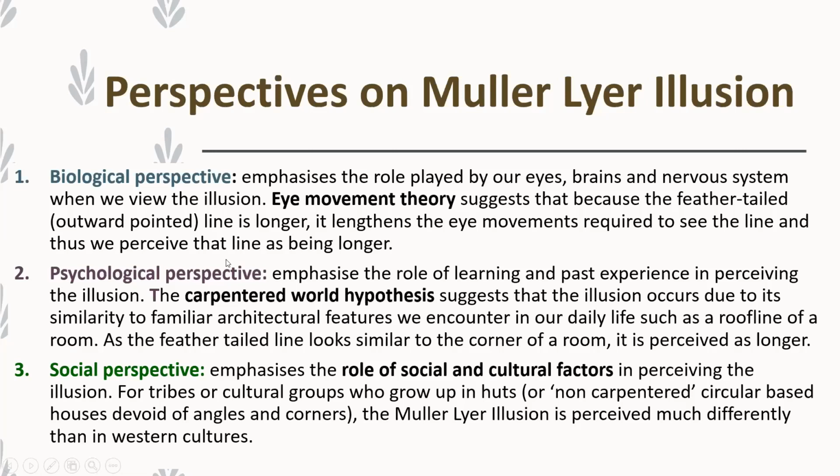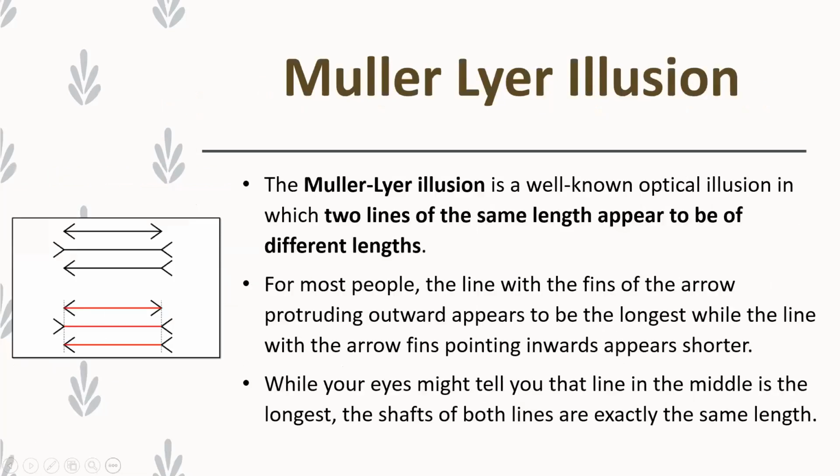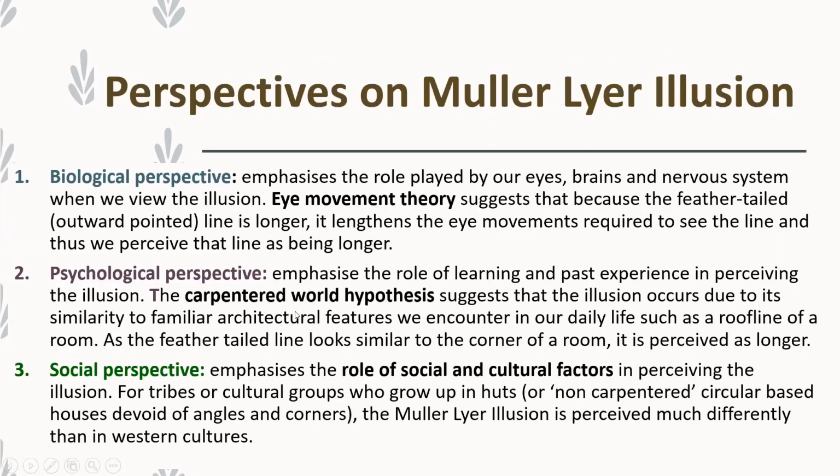So obviously, depending on which perspective you look at, there is a different explanation for why we fall for the Muller-Lyer illusion, okay? And most people that grow up in Western society, because of the way that our world is built, because we live in rectangular-based houses and rectangular-based structures, we do tend to fall for the Muller-Lyer illusion more than those people who live in huts or igloos or circular-based structures, okay? So that's the three perspectives on the Muller-Lyer illusion.